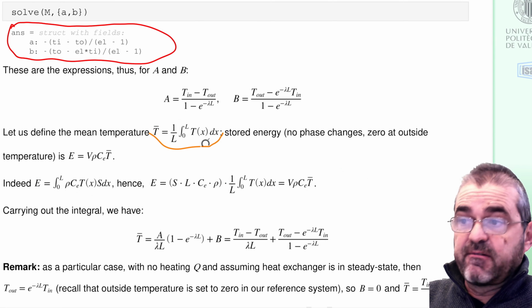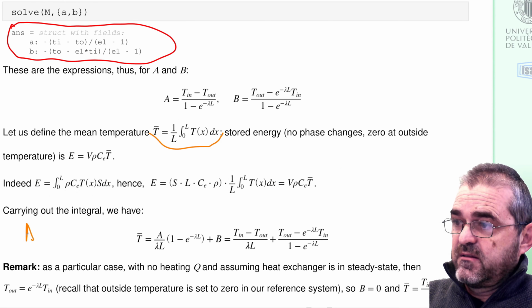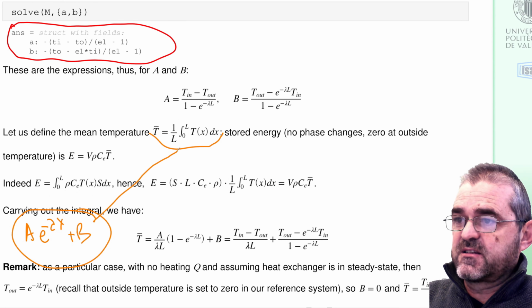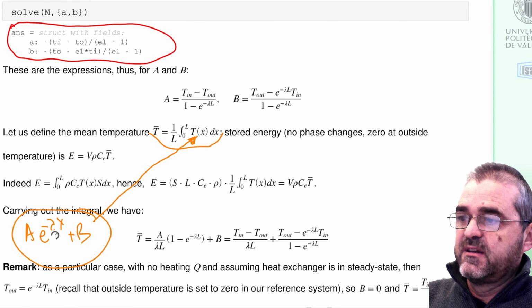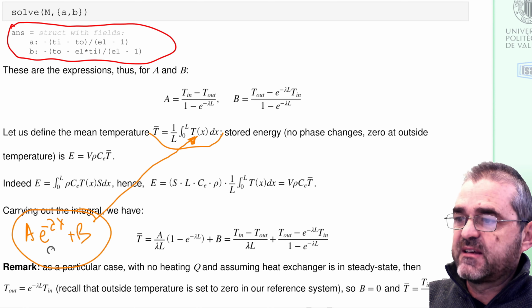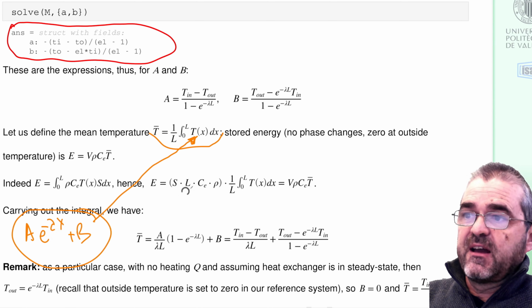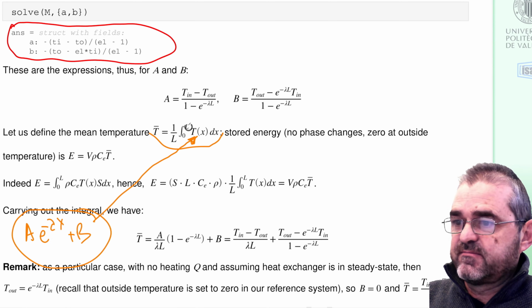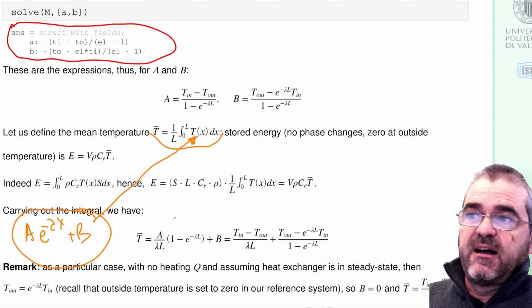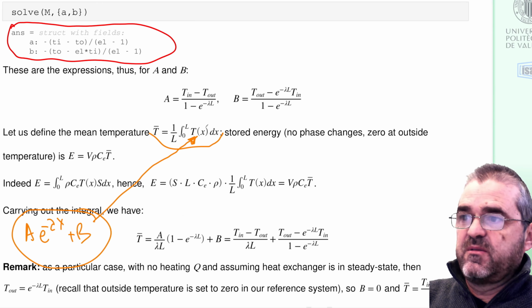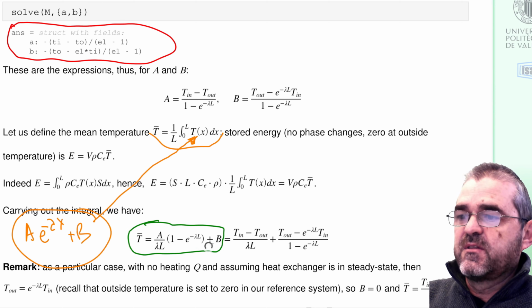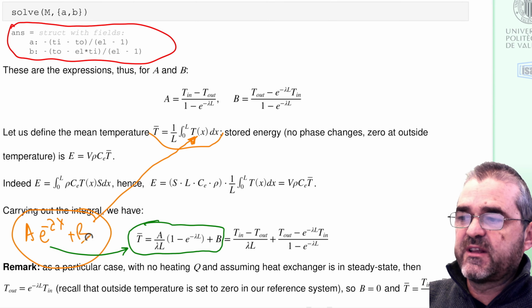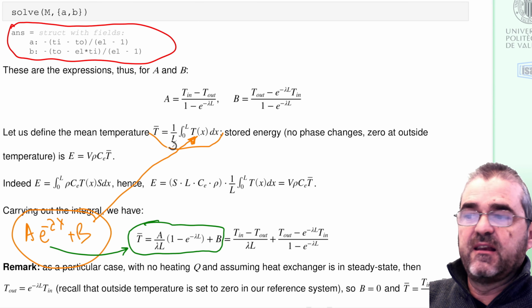Now, let us carry out this integral, knowing that the temperature profile inside here has this exponential formula. The integral of the exponential will be minus 1 over lambda times the exponential, and replacing the integration limits and dividing by L, I leave it for you. You know, the definite integral of an exponential is an easy exercise. This is the integral between 0 and L of this thing divided by L.